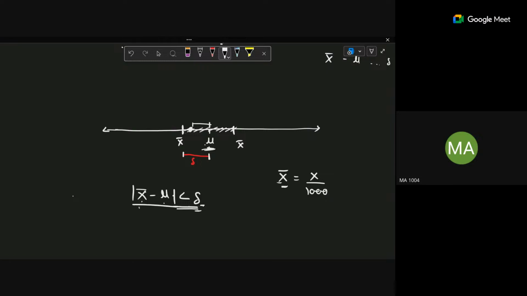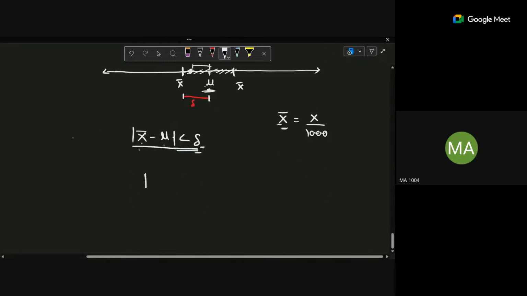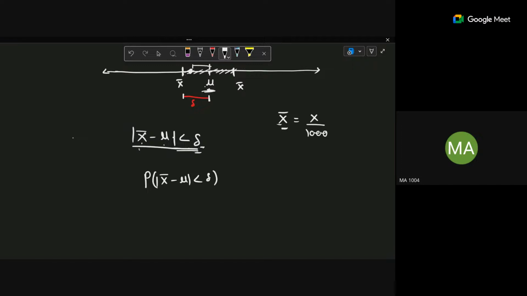In that case, the probability that the difference between x bar and mu is less than delta will change to what? 1 minus sigma square and delta square. What about this inequality? That is greater than or equal to. In that case, that is the lower bound.